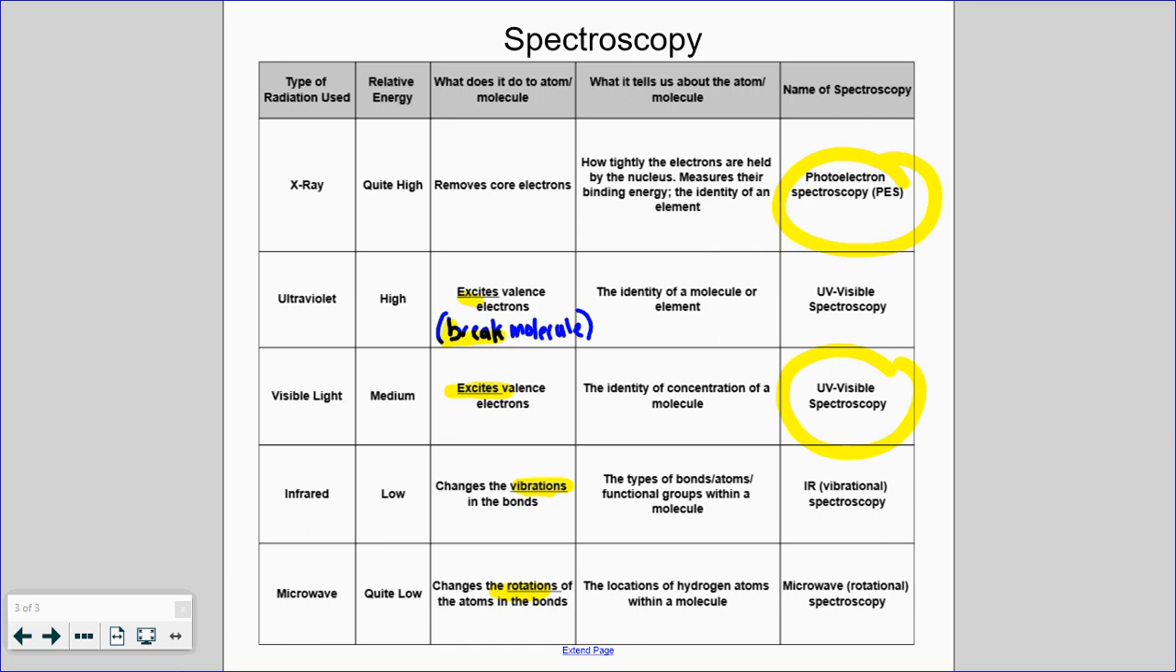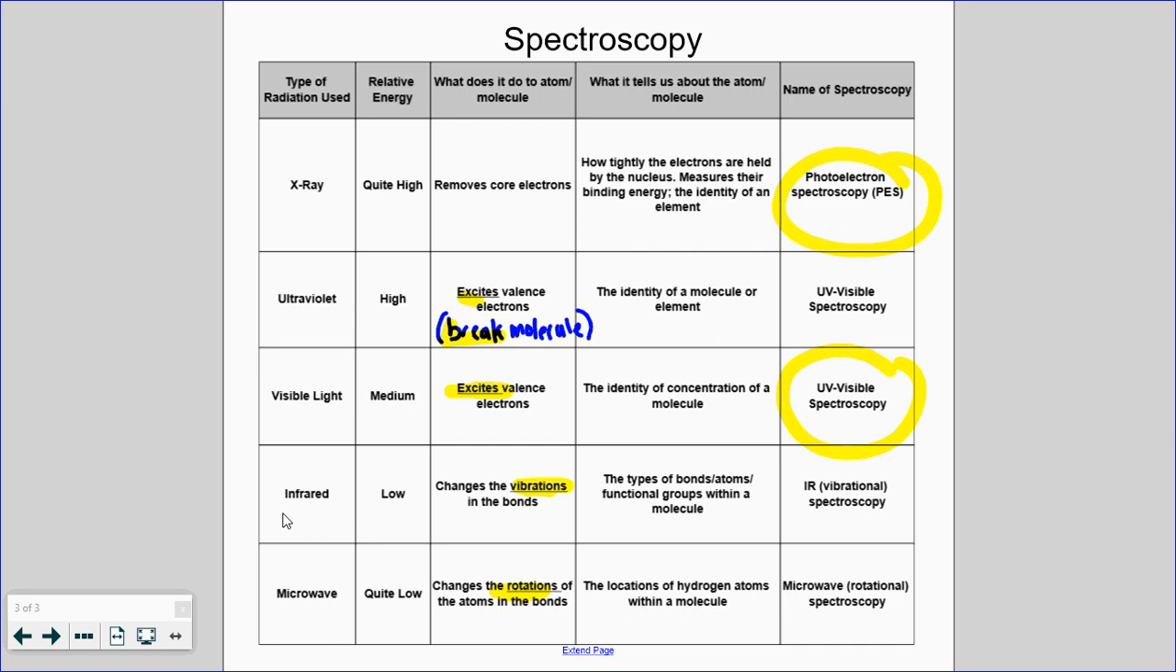Starting with microwaves, which of the list is the lowest energy. They cause rotation. It locates the hydrogen atoms within a molecule specifically, which is what your household microwave does. But basically it just does rotation. So it does locate hydrogen atoms. You can use it for a few other things, but for the most part, microwaves aren't used as frequently.